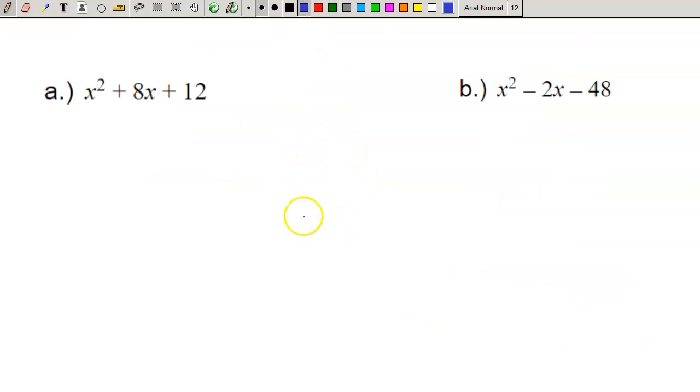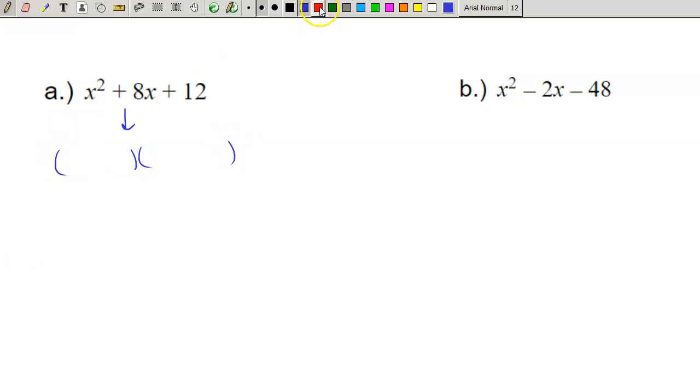So if you feel like you got a little bit of a handle on that last one, you can go ahead and pause this and try these two problems on your own. And then I'm just going to go through them. So if you're still lost, then you can continue following along here. So for part A, we have another trinomial, and we want to factor this into two parentheses.